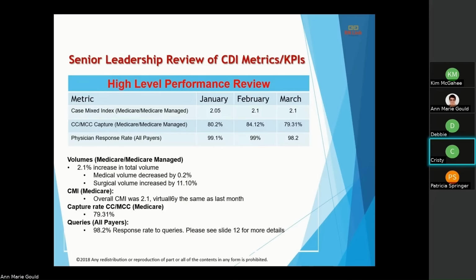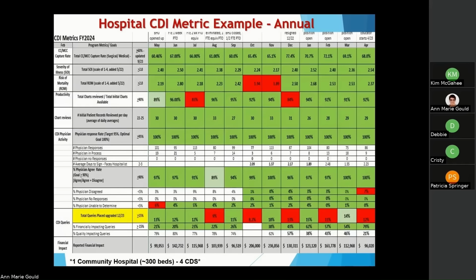And then the capture rate was 79.31% for Medicare. So you can see that's a little low, but the volumes changed. And their queries had a 98.2% response rate. So we're going to look at slide 12 for more details. But I thought that was interesting to see from a high level what your CDI directors and managers are reporting to senior leadership when it comes to CDI metrics, your KPIs.